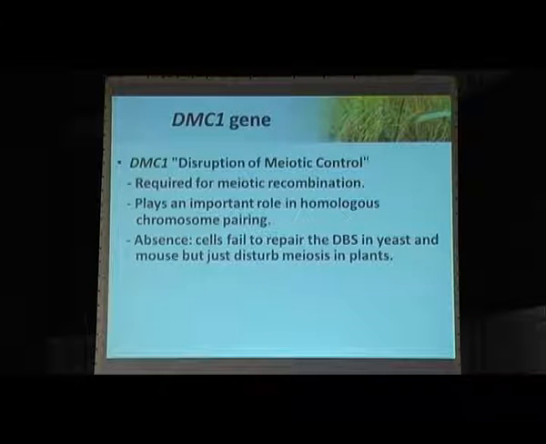What is the DMC1 gene? DMC1 stands for disruption of meiotic control, and it is expressed especially in meiotic cells. It is required for meiotic recombination and plays an important role in homologous chromosome pairing. In the absence of DMC1, cells fail to repair double strand breaks in yeast and mouse, but in plants it just disturbs meiosis and some seed set can still be produced.